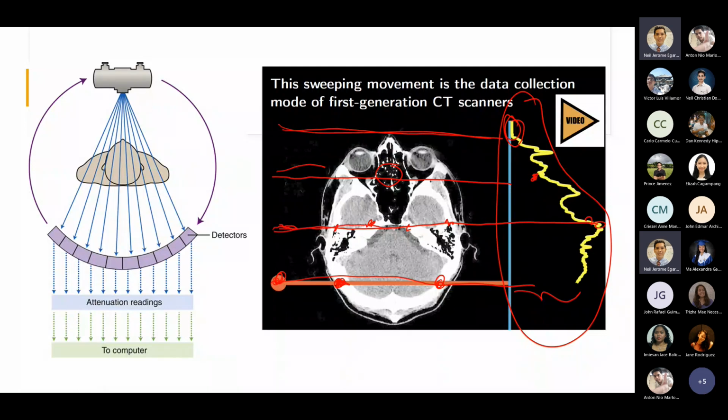So, dito sa part na to, malaki yung nawalang signal. Kaya ang laki ng value nung yellow curve. Kasi nga, marami siyang dinaanan na bones. At kakaunti lang yung nakaka-penetrate na X-ray through bones. Okay?